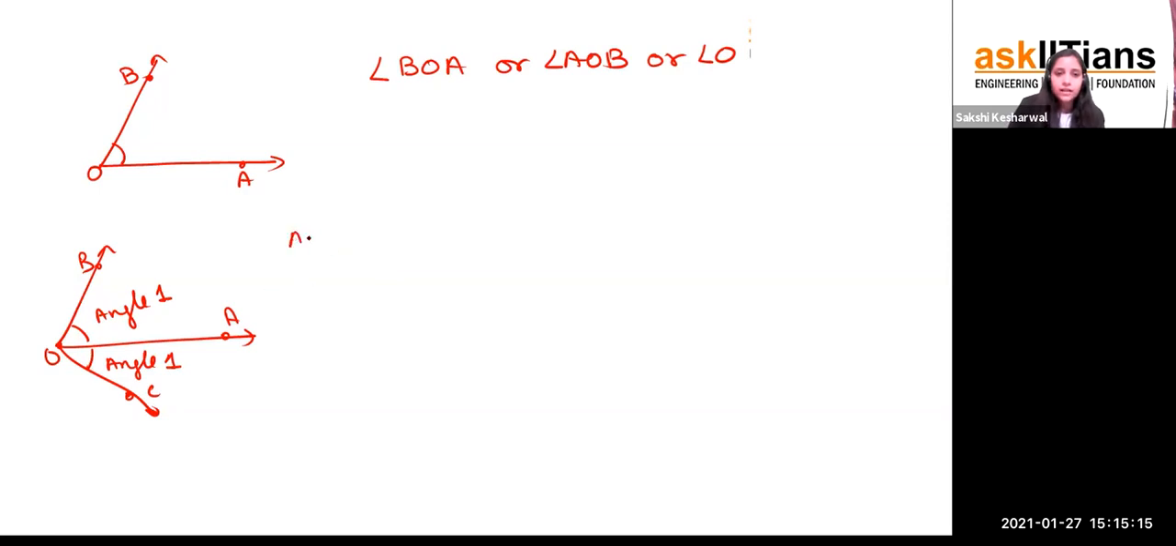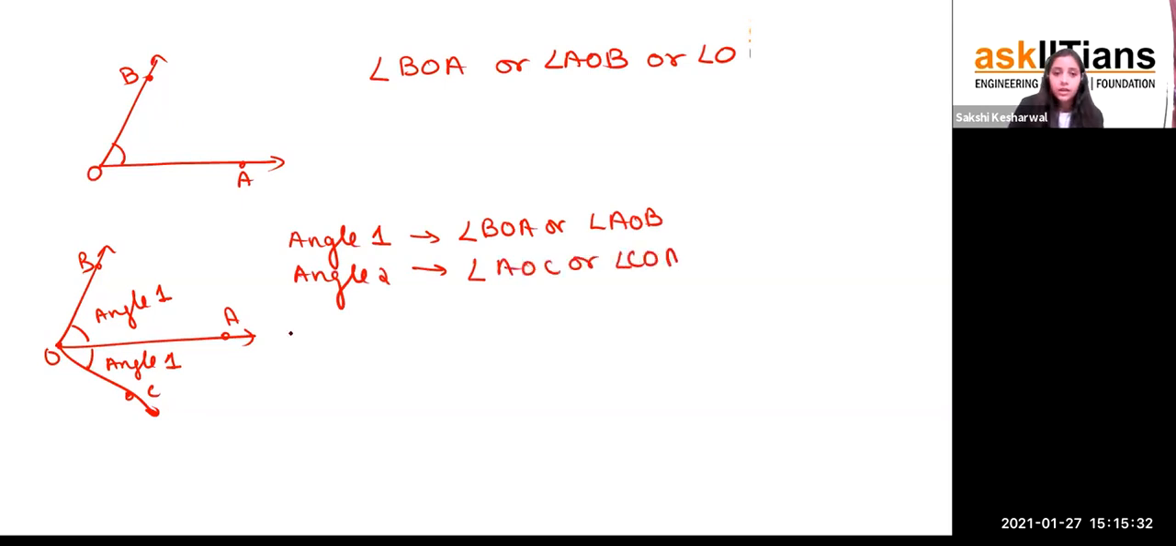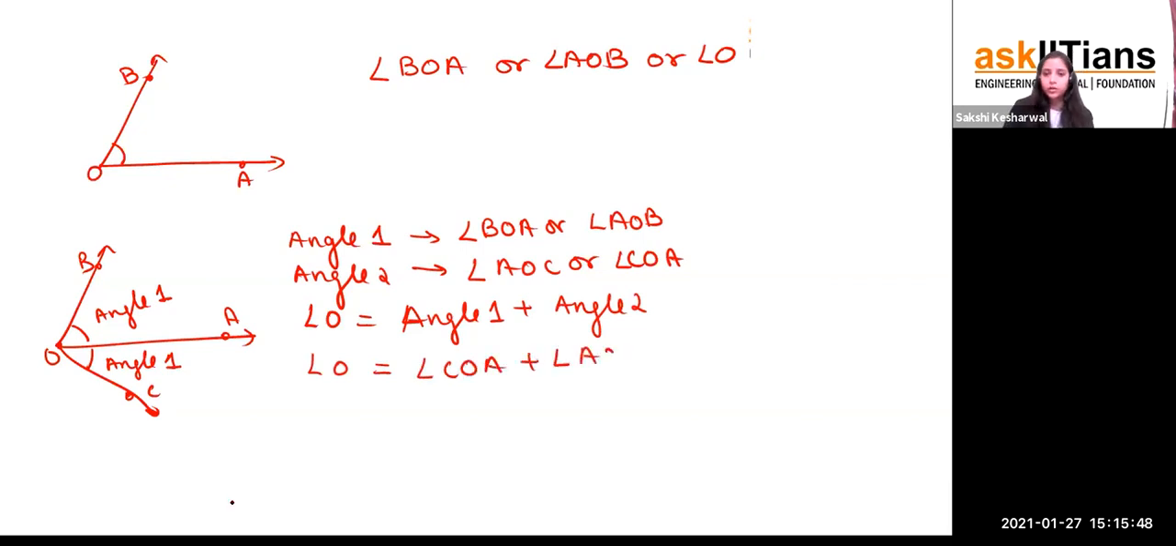So how will angle 1 be written, beta? Angle 1 will be written as angle BOA or angle AOB, right? Angle 2 can be written as angle AOC or angle COA, right? And angle O will be written as what, beta? Angle 1 plus angle 2, which equals angle COA plus angle AOB. Got it or not? Yes.